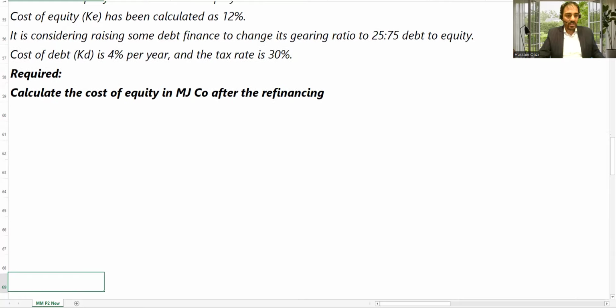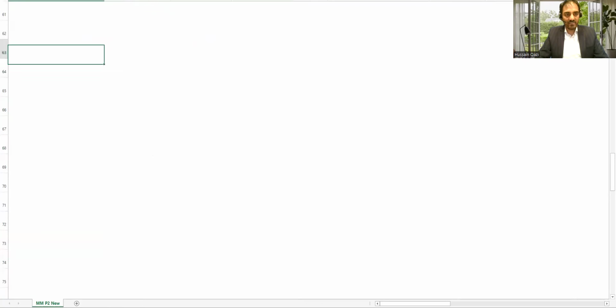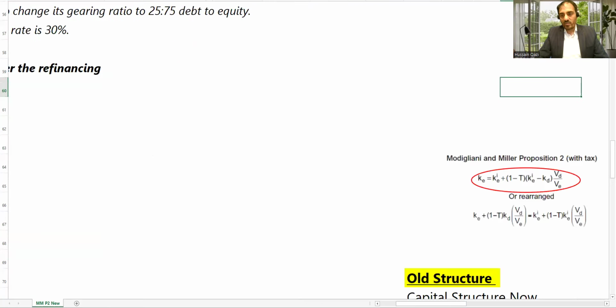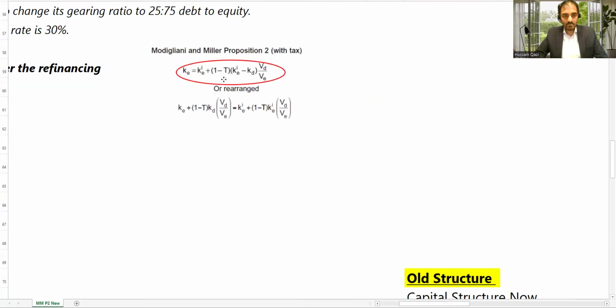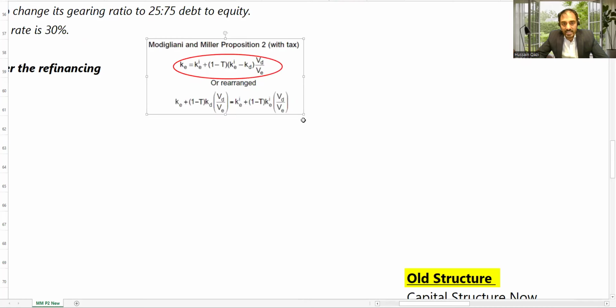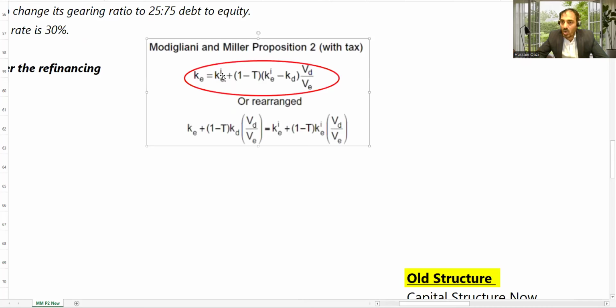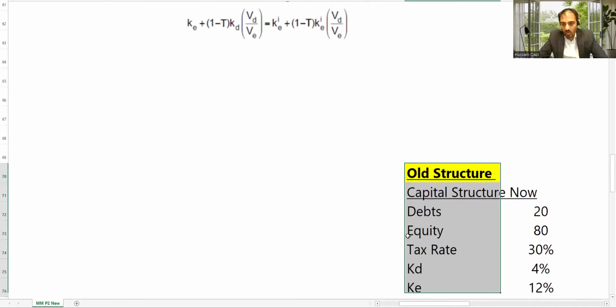So let's start. The very first thing, we will work out the old structure. This is the highlighted point about the old structure, and that will also be available with the exam sheet. Don't worry about that. KE is equal to KEI plus (1 minus T) times (KEI minus KD) times VD divided by VE. So let's work out the old structure.